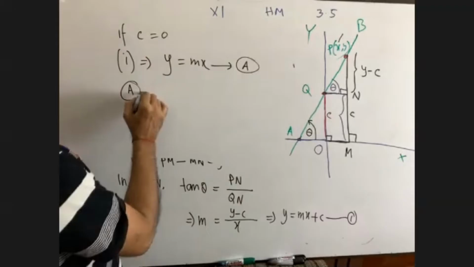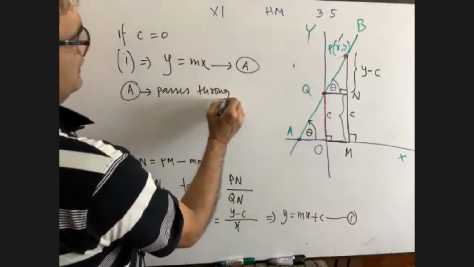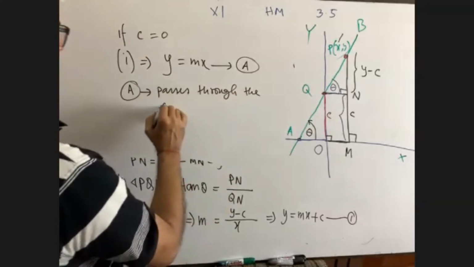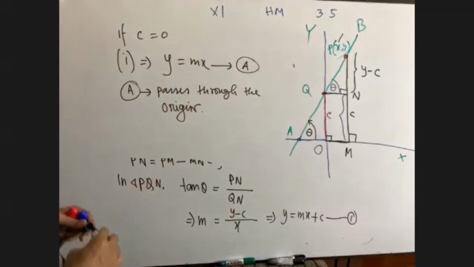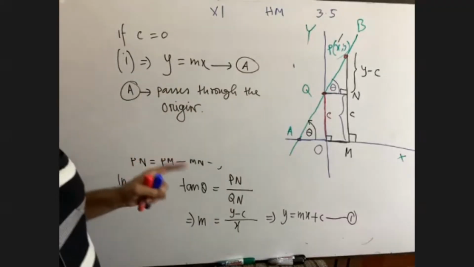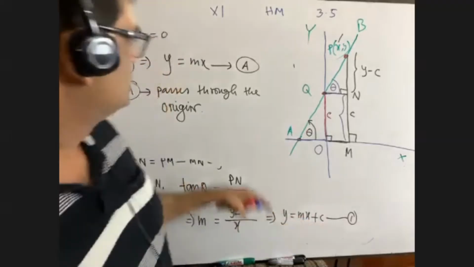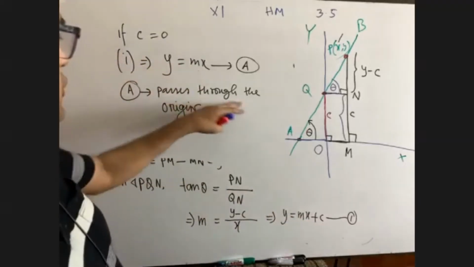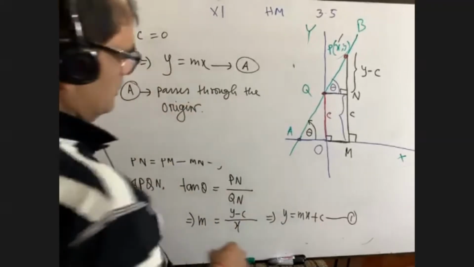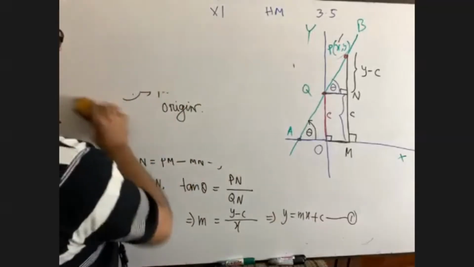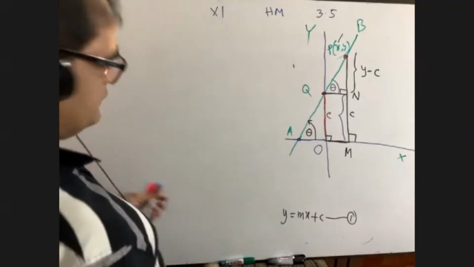You see, this is theta. These are parallel lines. This line and this line are parallel lines. So if it is theta, corresponding angle, this is also theta. Now in triangle PQN, you see tan theta equals to what? Perpendicular by base. Perpendicular is PN, base is QN.